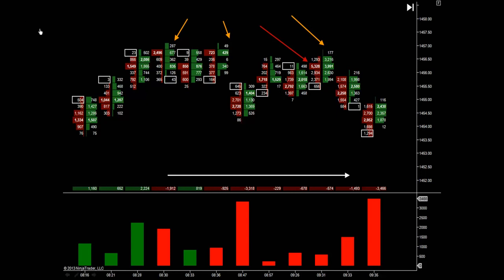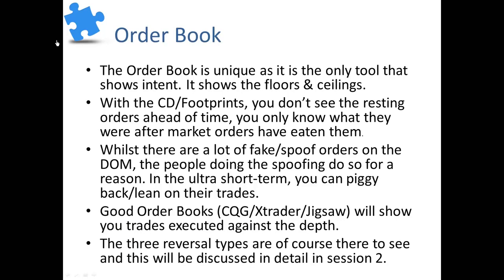Okay, so the next order flow tool, the order book. Now the main difference between the order book and the delta and the footprint chart is that the order book actually displays the intent. It displays the floors and ceilings. It displays the limit orders.